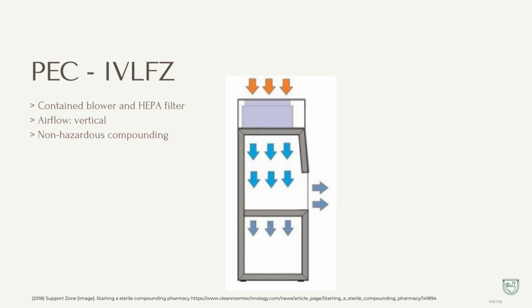Then we have the integrated vertical laminar flow zone. The difference here is that the airflow is only vertical. However, you still cannot compound hazardous drugs here. There are certain requirements that need to be met before you are able to compound hazardous drugs. I can address that further in a separate video. But if you look at the top, there is nowhere for the air to be exhausted outside of the building that contains the IV clean room.